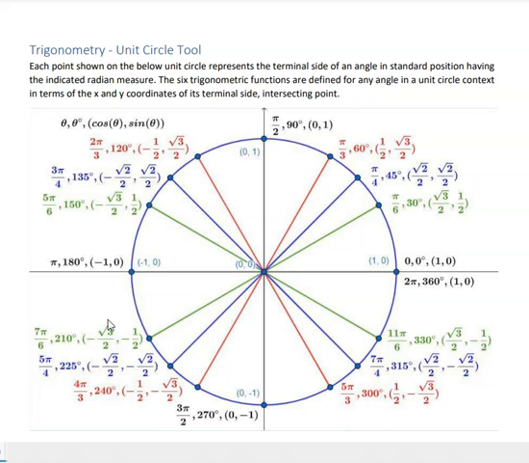This is a very powerful tool, and you should refer to it often to find answers to these common angles that you will have to deal with very quickly.